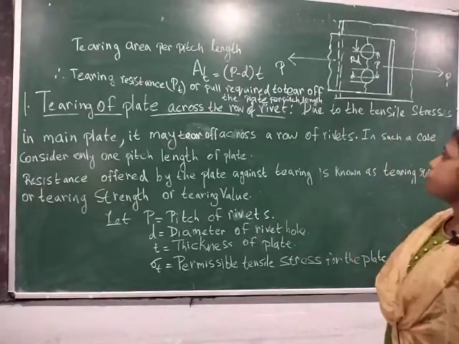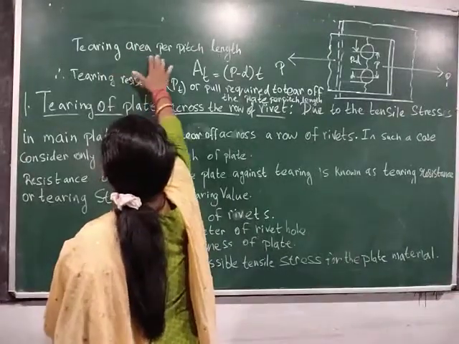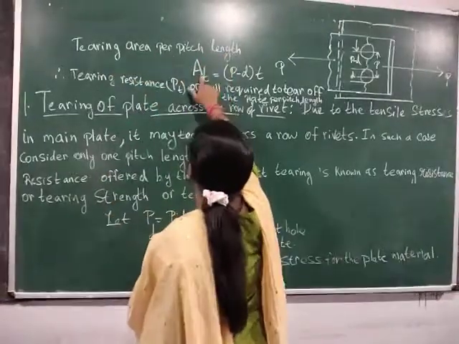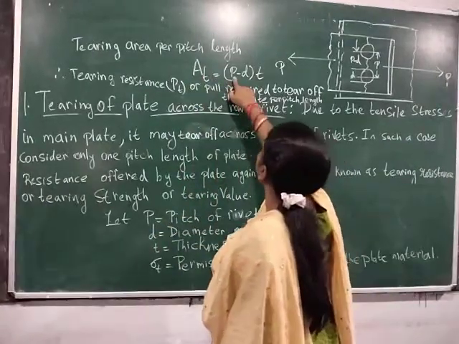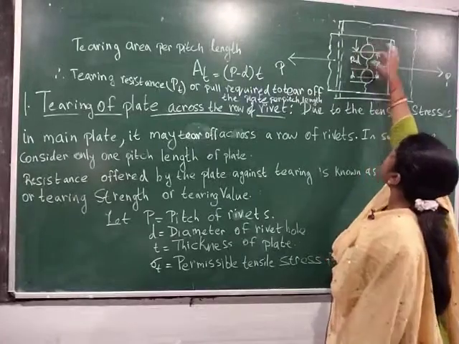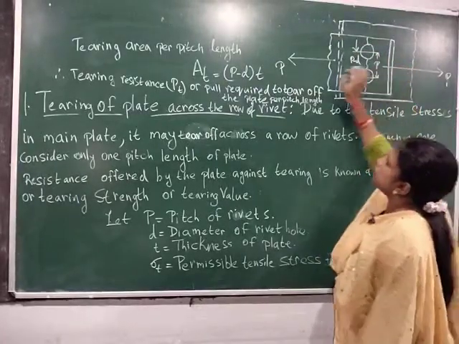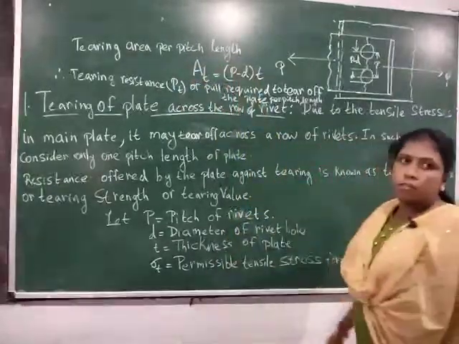Next, what is a tearing area? Tearing area per pitch length is given by AT. AT is nothing but P minus D, that means this distance. P minus D into T is your tearing area per pitch length.